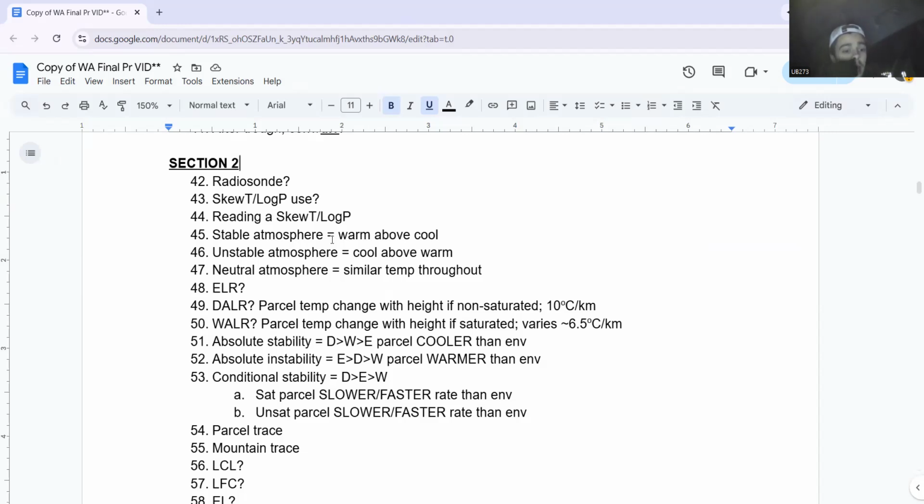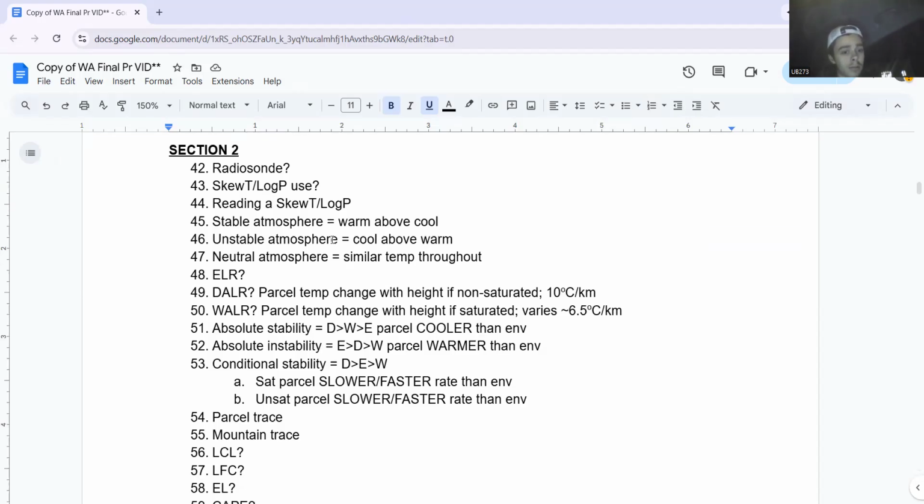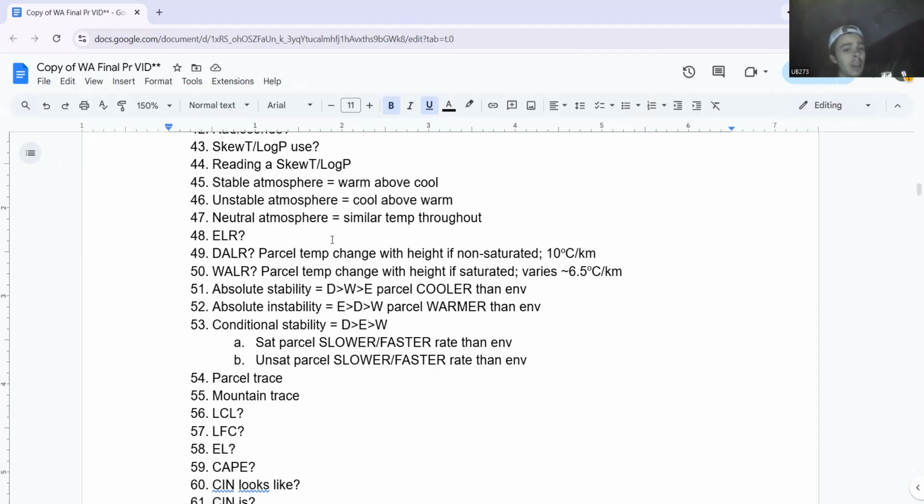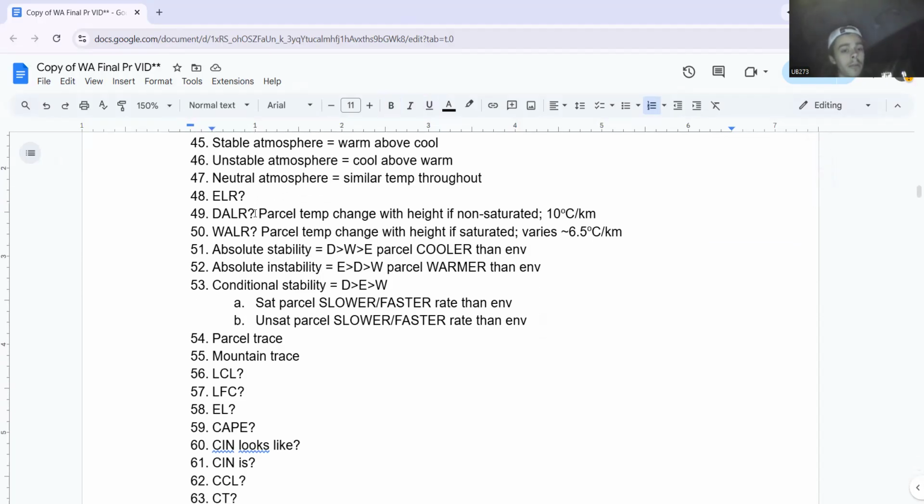All right. Now, moving on to section 2. What is radiosonde? A radiosonde is something attached to weather balloons that gives us our station data. What's presented on the Skew-T Log P is basically from the radiosonde, and that's going to help us know how things are changing as we go up. We'll talk more about that later. Reading a Skew-T Log P, we're actually going to look at later.